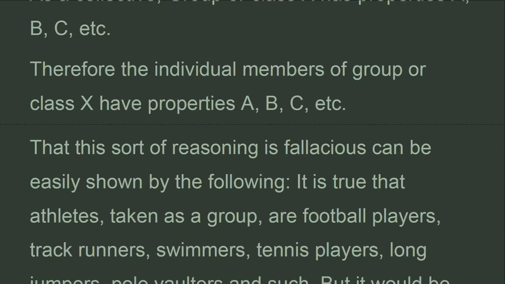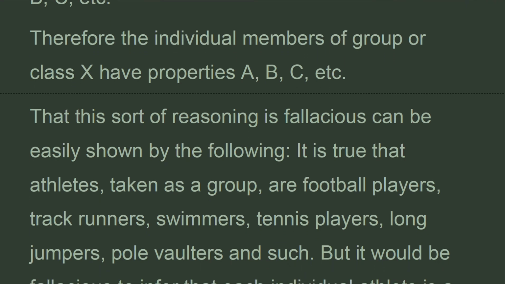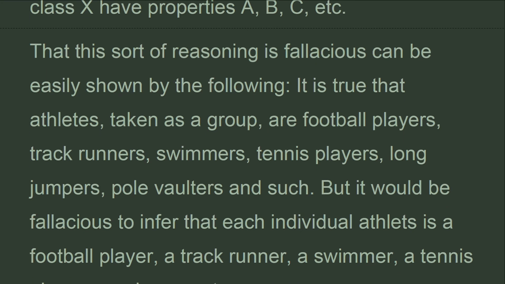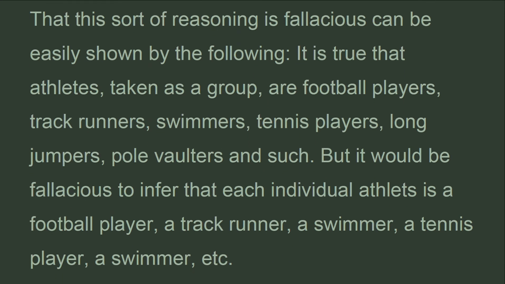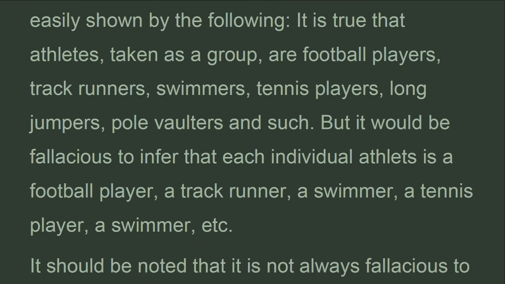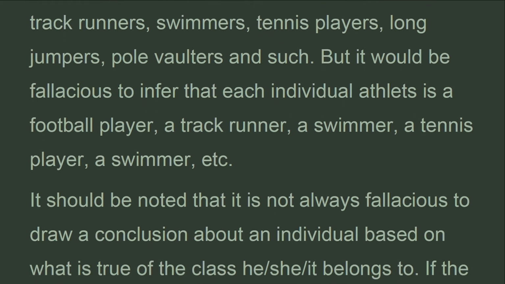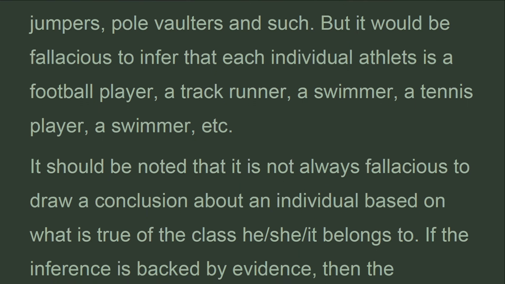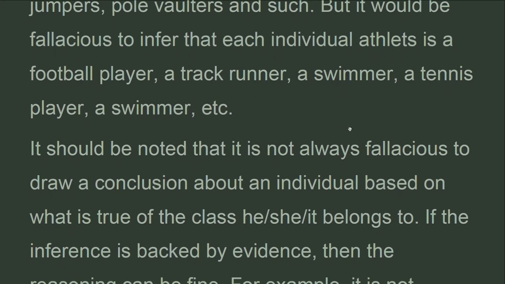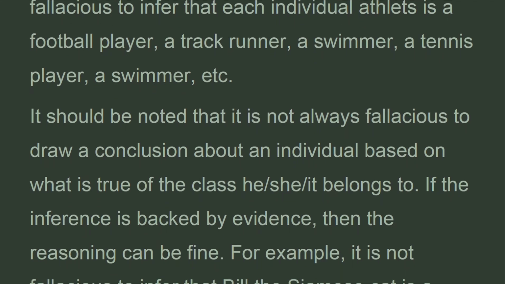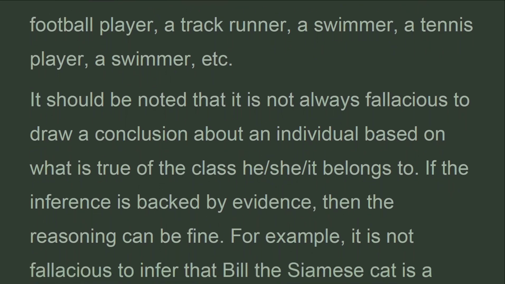That this sort of reasoning is fallacious can be easily shown by the following. It is true that athletes, taken as a group, are football players, track runners, swimmers, tennis players, long jumpers, pole vaulters and such. But it would be fallacious to infer that each individual athlete is a football player, a track runner, a swimmer, a tennis player, etc.